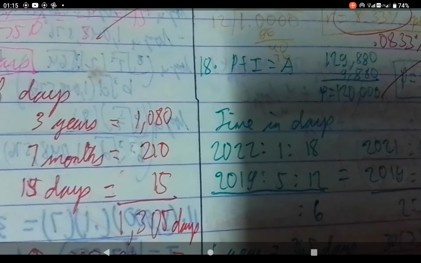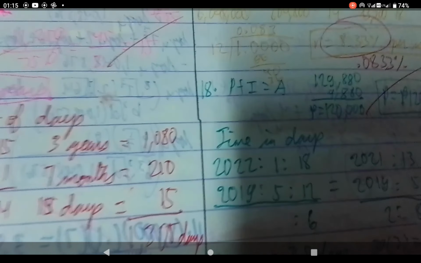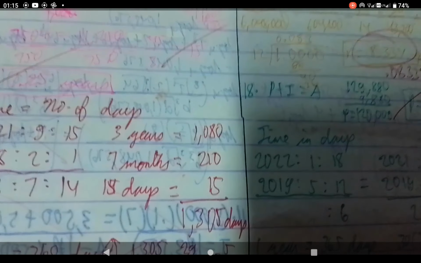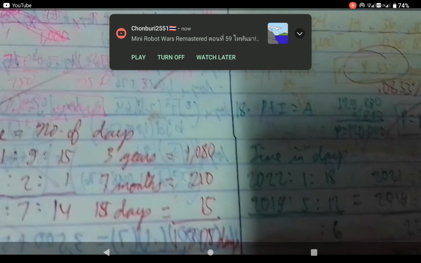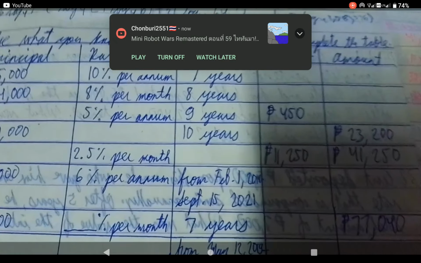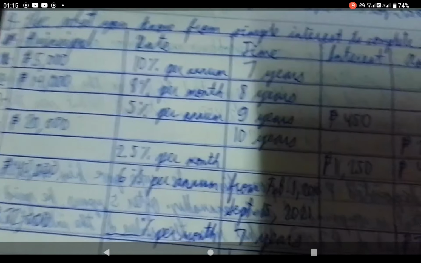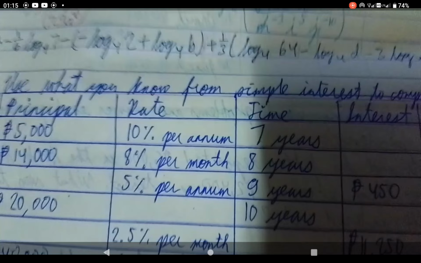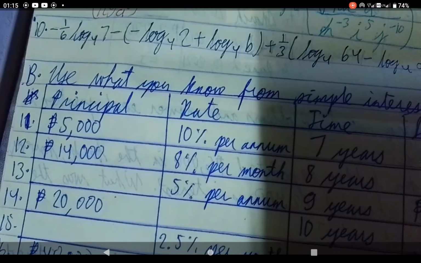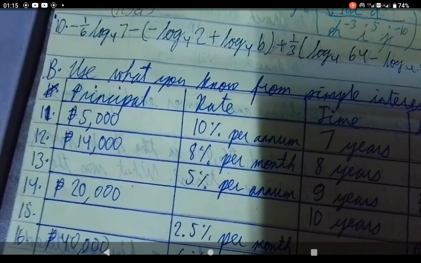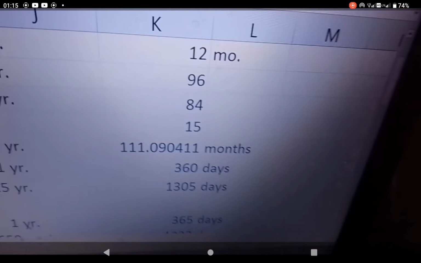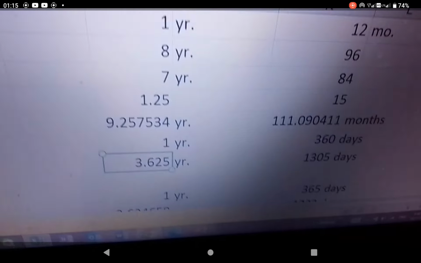So, in ordinary interest, we are supposed to get 1,080 days for 3 years because 1 year is equivalent to 360 days. But 3 years is 1,080, because 360 times 3, 36 times 3 is 108, then add 0, 1,080. And then, 1 month is worth 30 days, but because it's 7 months, that's 210. And then 15 days. Now we add it up. So we get 1,305 days. So the correct answer there is 1,305 days.